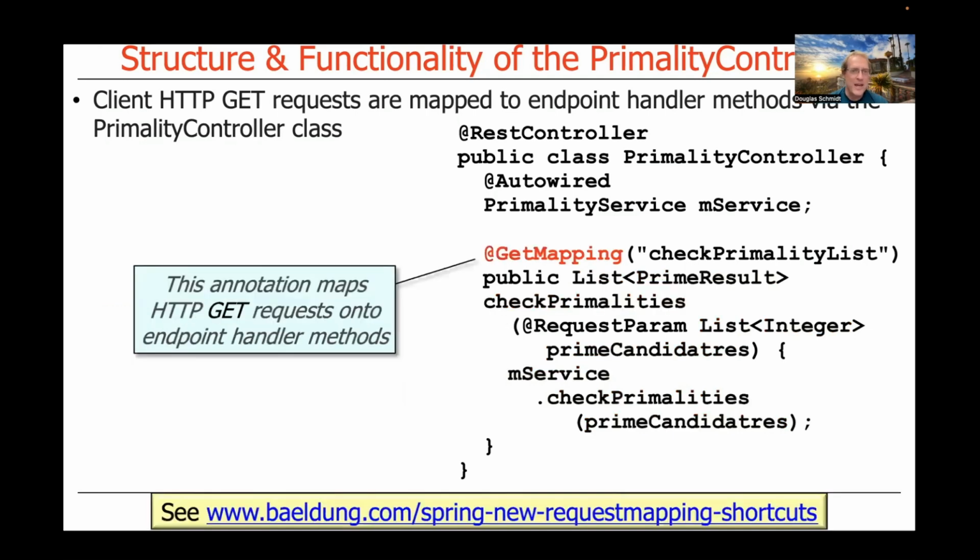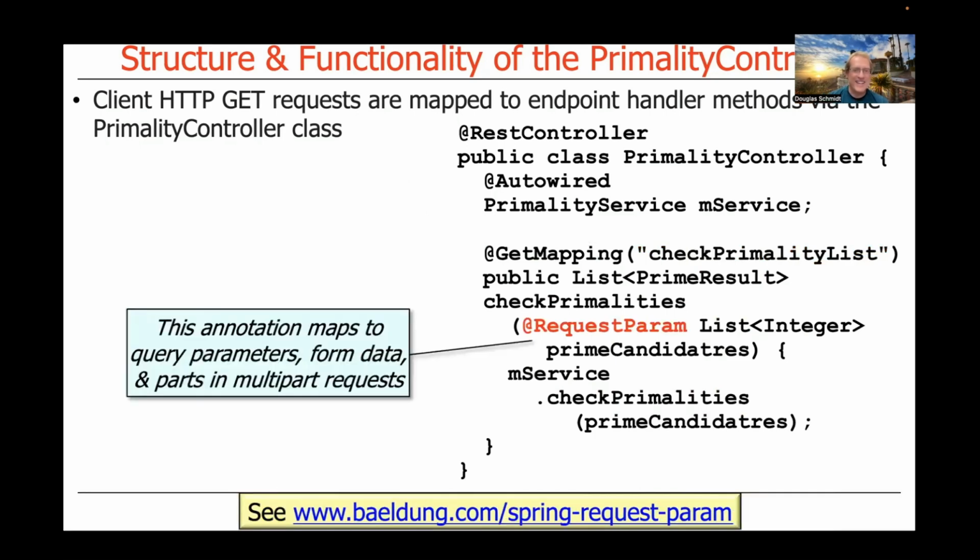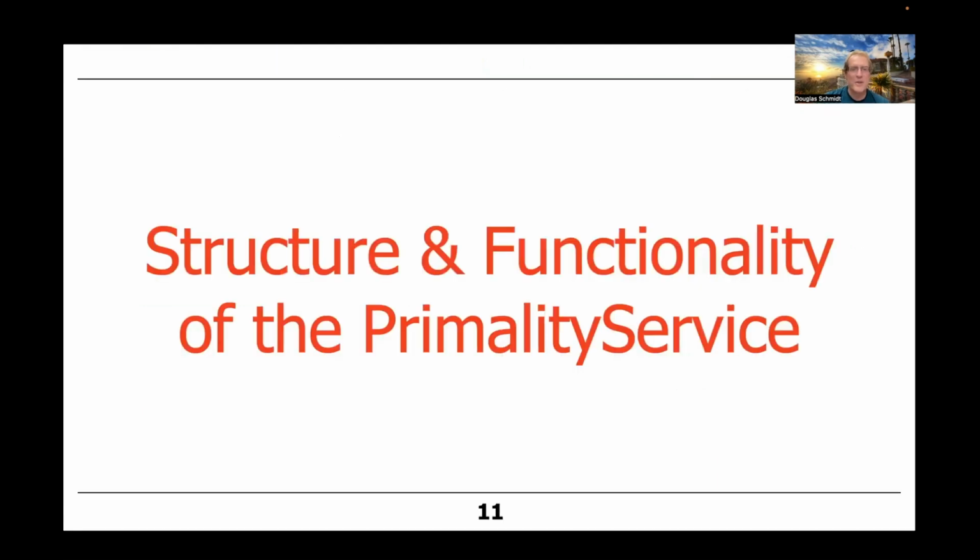And we use the get mapping to instruct Spring that this is where you're going to be routing incoming URLs that have the check primality list path as their routing name. And so we have to put that in there, of course. And then we also have to indicate that the prime candidates parameter is indeed able to handle a list of something. So we put the request param annotation there. Nothing surprising at this point at all.